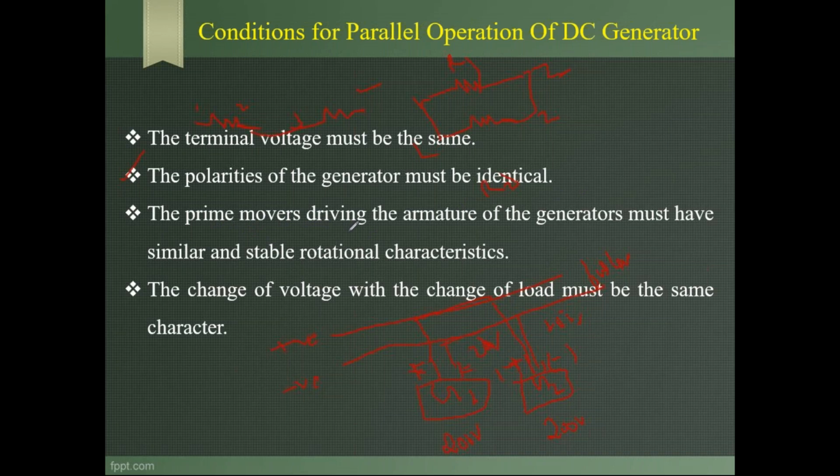Next, the prime movers driving the armature of the generators must have similar and stable rotational characteristics. Here we are giving the input to generator 1 and generator 2 using turbines, so the turbines are called prime movers. The prime movers of generator 1 and generator 2 should rotate at the same speed. If they rotate at the same speed, only then can we get the same voltage from generator 1 and generator 2. Why? Because the speed is directly proportional to the induced EMF. So when both generators rotate at the same speed, the same amount of EMF is induced, and then we get the same amount of voltage as terminal voltage.